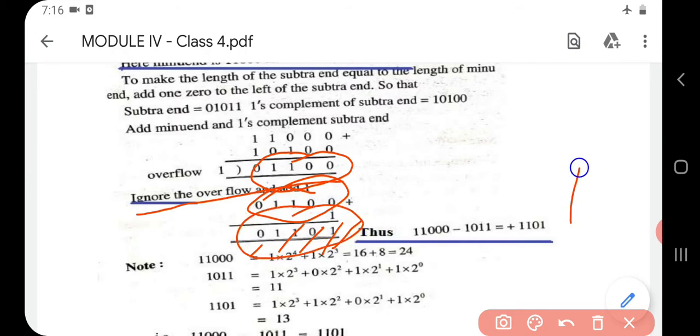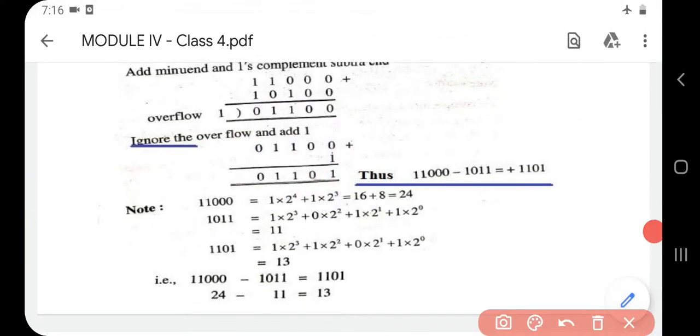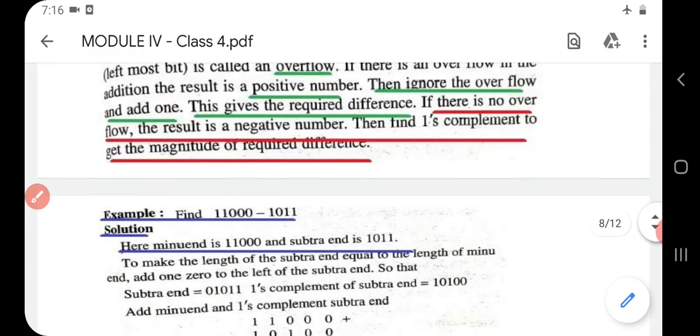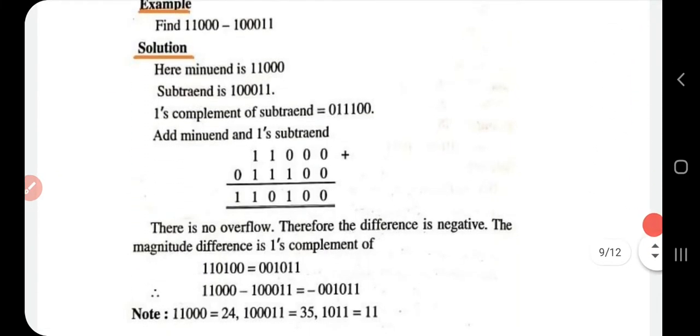Here you have put a positive sign. Why? Because there is an overflow. This is the way to cross check whether the answer obtained is correct or not, as already said. So these are the steps. So study these steps. Okay, one more example.